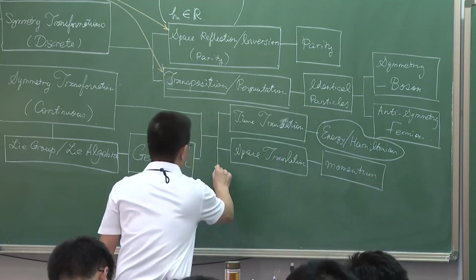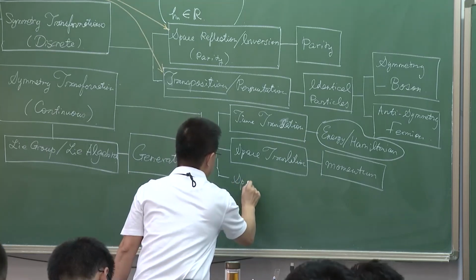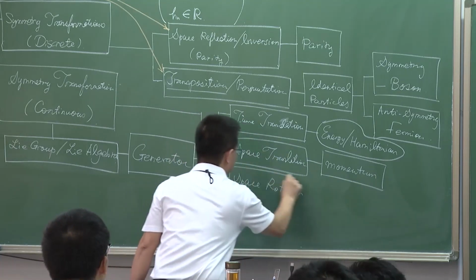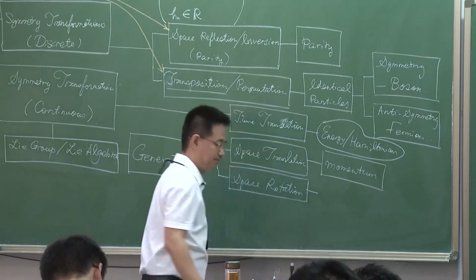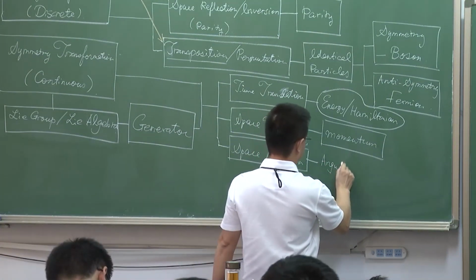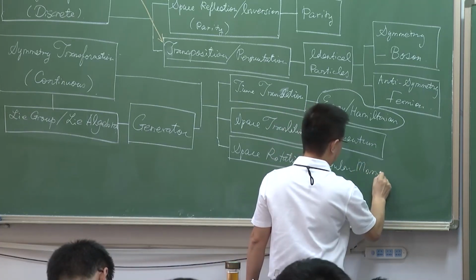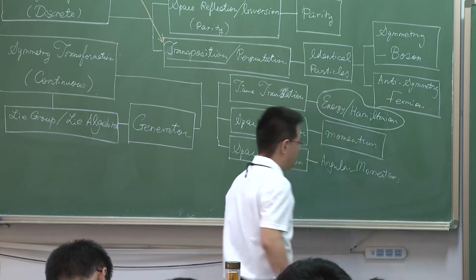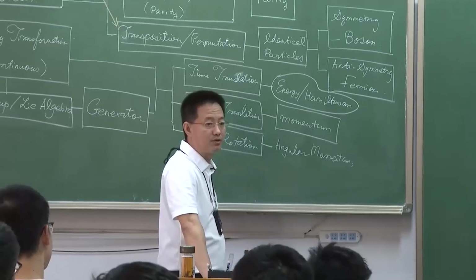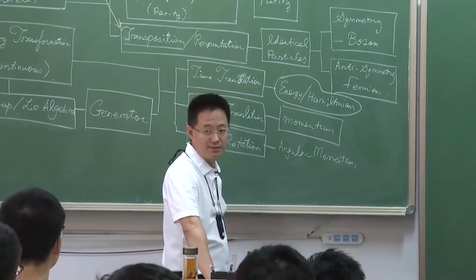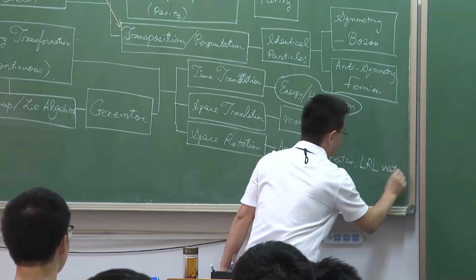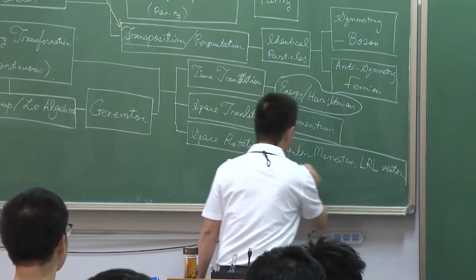And also we have the space rotation. For the space rotation, we have the angular momentum. And this is for the SO(3) symmetry. And for SO(4) symmetry, we have another conserved quantity called the LRL vector, or sometimes we call this vector the Runge-Lenz vector.